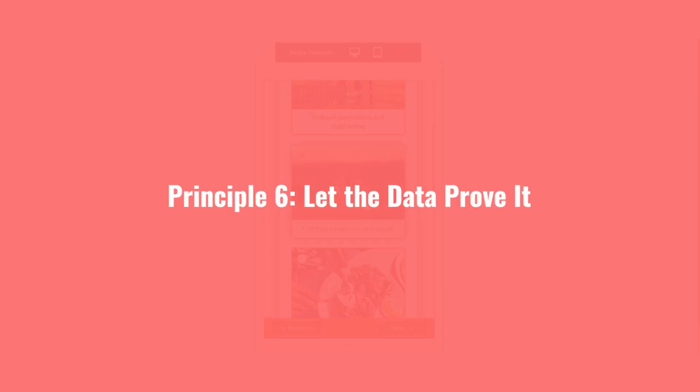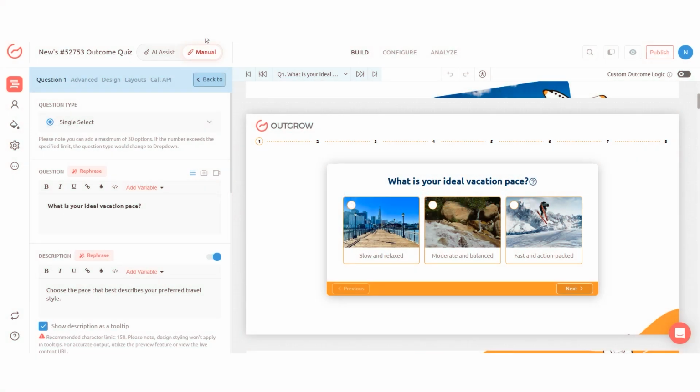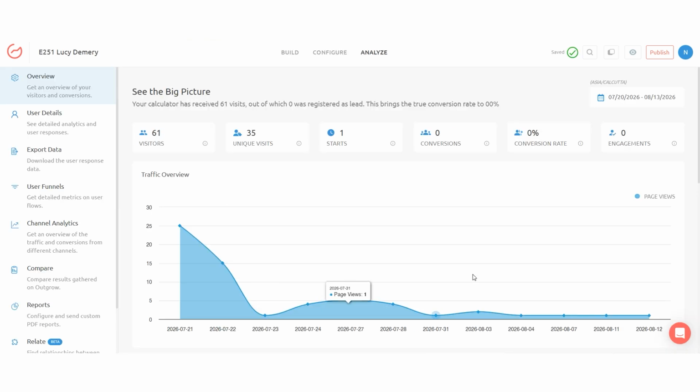Principle 6. Let the data prove it. Here's the best part about question science. You don't have to guess whether any of it worked. Once your quiz goes live, Outgrow's analytics show you completion and drop-off at every single stage.